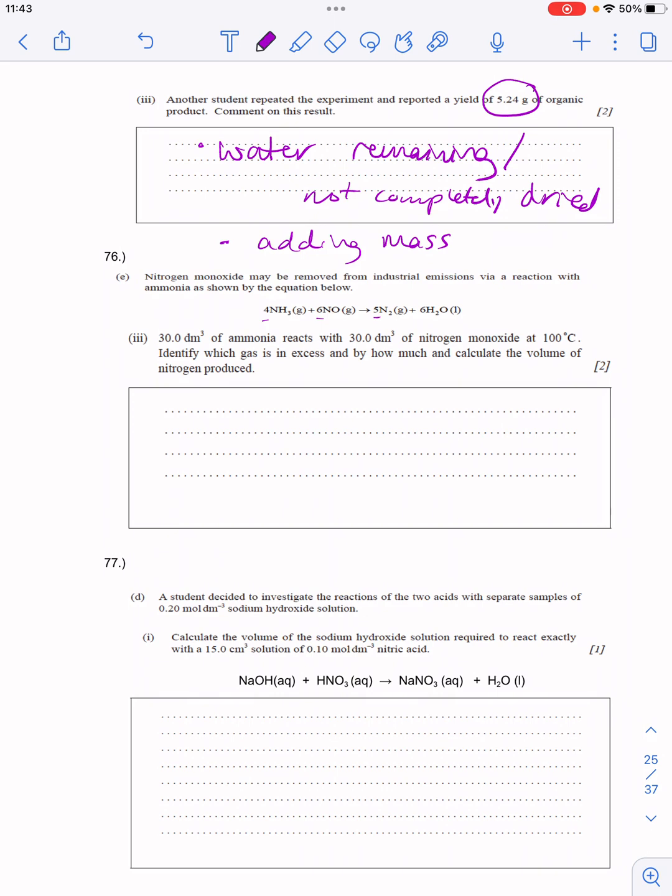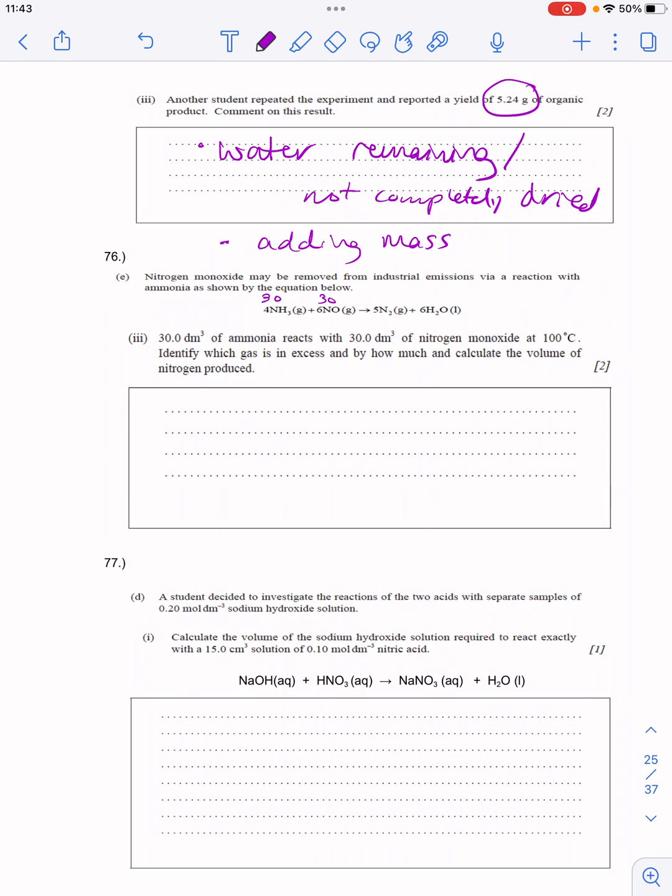So I've got 30 dm cubed of ammonia, and I've got 30 dm cubed of nitrogen oxide. And they want to know which gas is in excess and by how much, and calculate the volume of nitrogen, N2, that is produced. So sometimes they'll give you numbers that are pretty easy to work with. I would think these are relatively easy. Even without doing a calculation, we should be able to figure out what the limiting reactant is and what the excess is. The reason is that I have 30 of each, equal amounts of ammonia and nitrogen monoxide, NO.